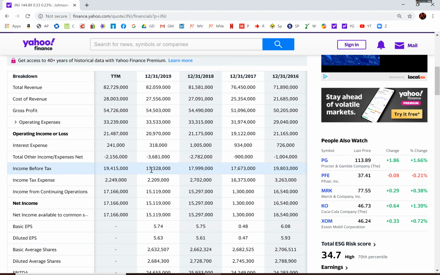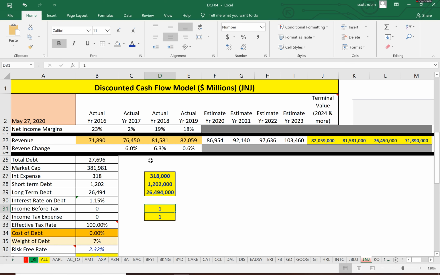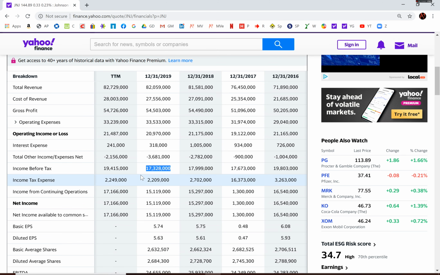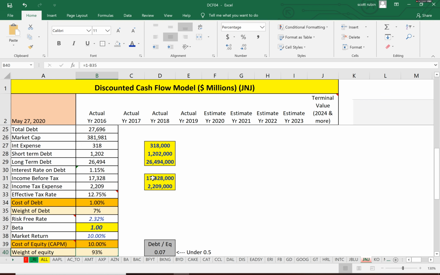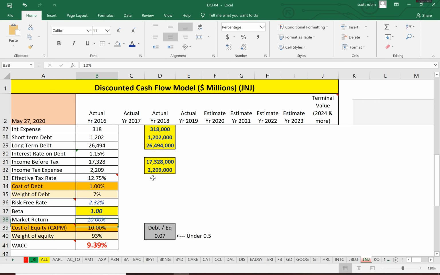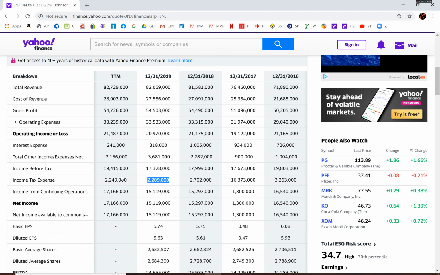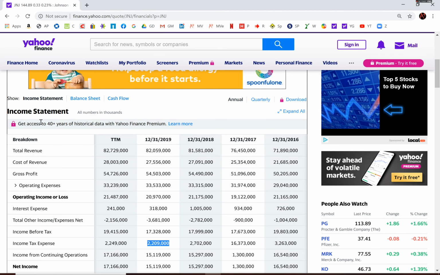So the income before tax is $17 billion. And the income tax is $2.2 billion. So they only pay 12.75% taxes. That's pretty low. So we have to deduct the 1.15, reducing the 12.75 off of it. So they actually, it only cost them 1% the cost of debt. That's pretty low. They're a big company, so they get good terms.